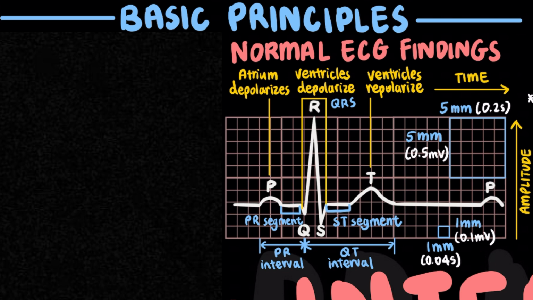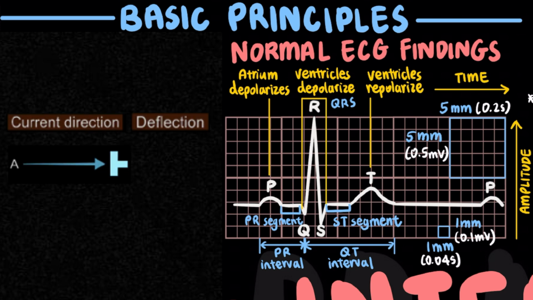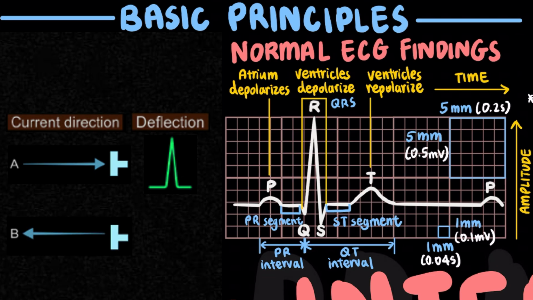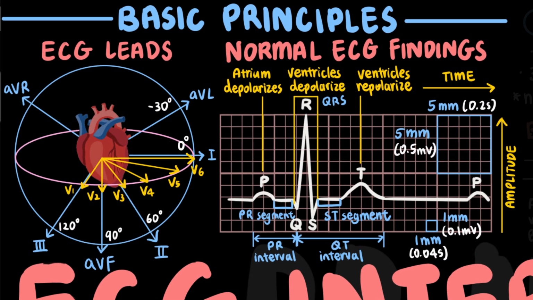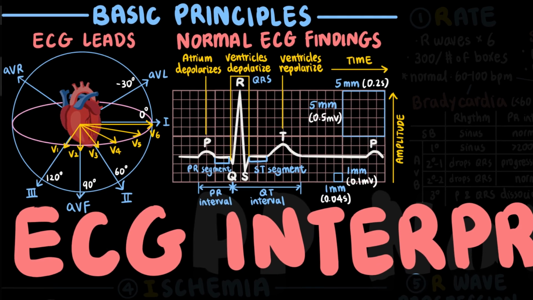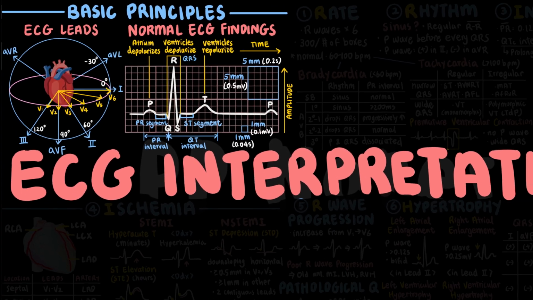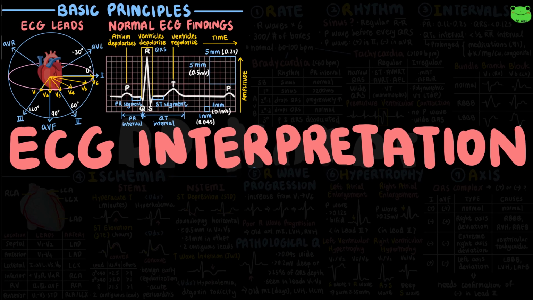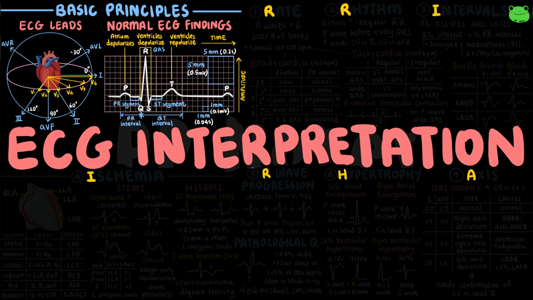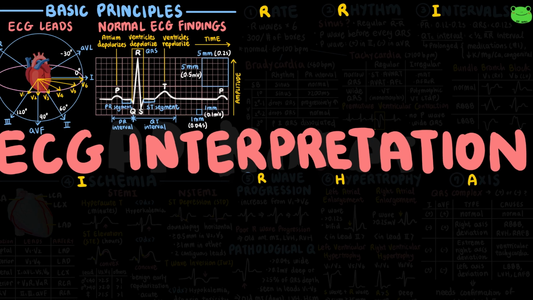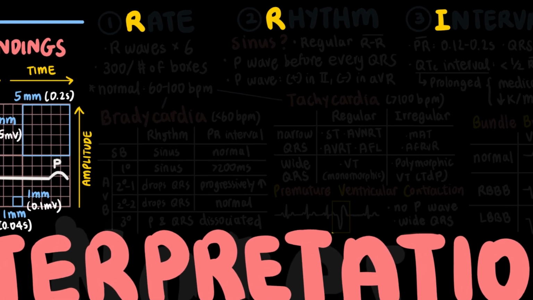An ECG is simply a recording of electrical waves. If depolarization moves toward a lead, you see a positive deflection. If it moves away, you see a negative deflection. Now that we understand the basics of the ECG paper and waveform components, let's move on to a simple step-by-step system to read any ECG. We use the mnemonic RRIIRHA. Each letter helps guide you through ECG interpretation.